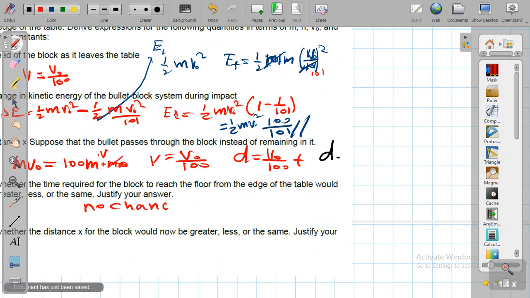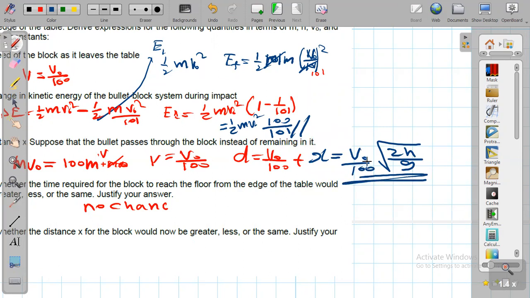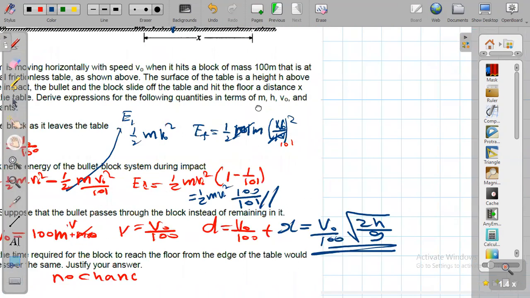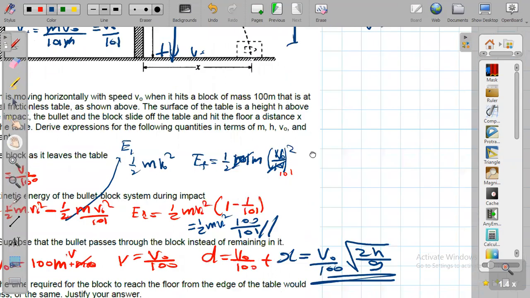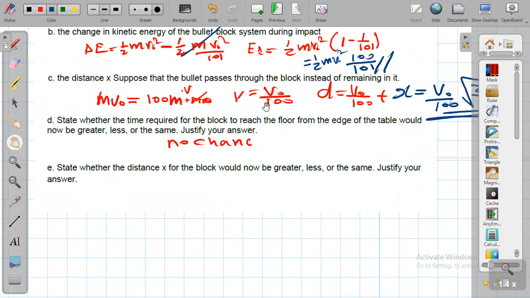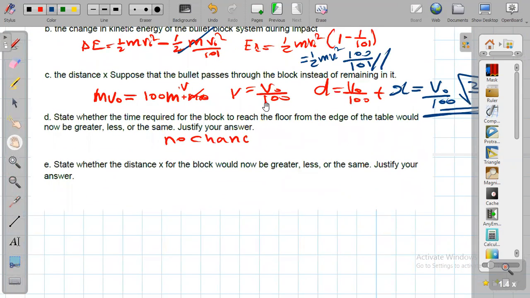So the distance is x equals v naught over 100 times square root of 2h over g. This is how you find out the total displacement. State whether the distance x of the block would be greater, less, or same. Justify your answer.